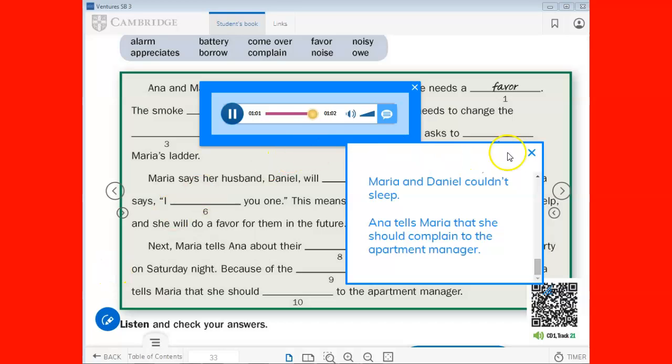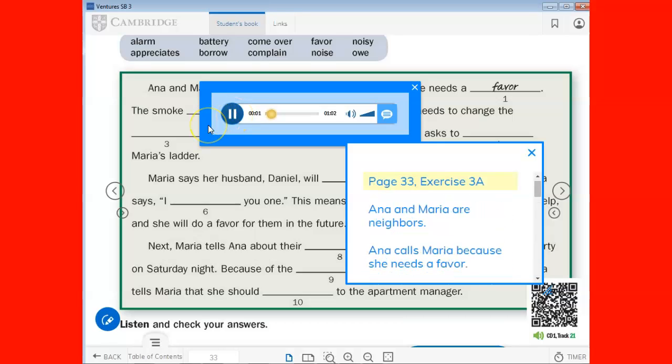All right. I forgot to hit record at the beginning there. Let me play it again. Here we go. Page 33, Exercise 3A.